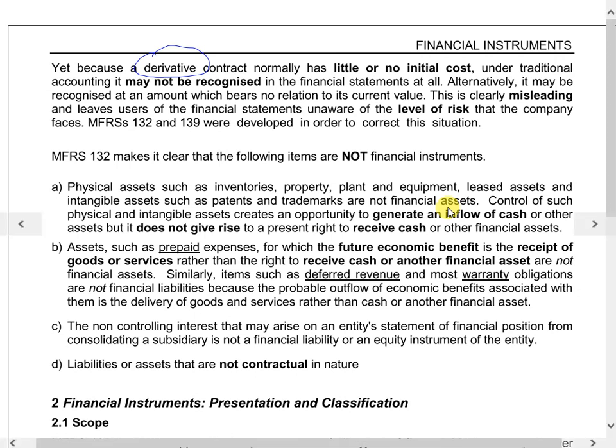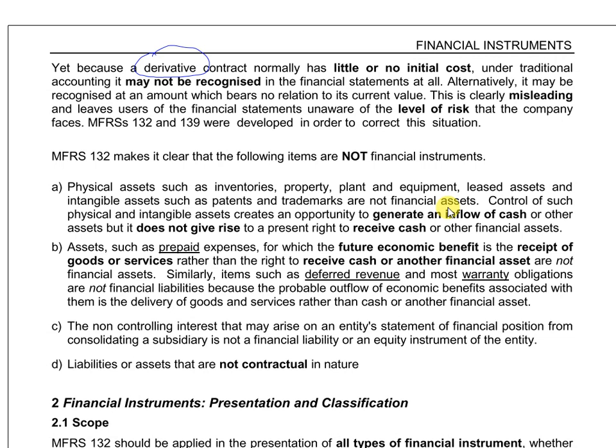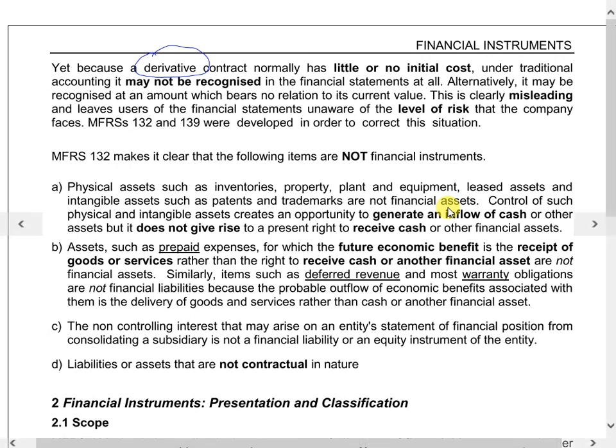Derivatives, you enter into the contract, no cost or little cost. So no double entry to record, so it's not in the financial statement. But this contract will oblige you to pay something in the future, and the amount in the future can be a lot. But it's hidden from the financial statement. That's why we have this standard to deal with derivatives. You're going to deal with this later.